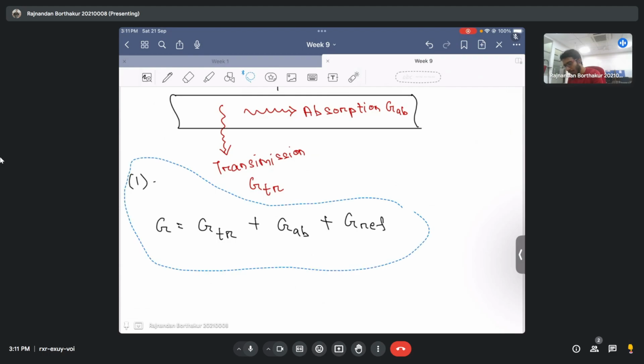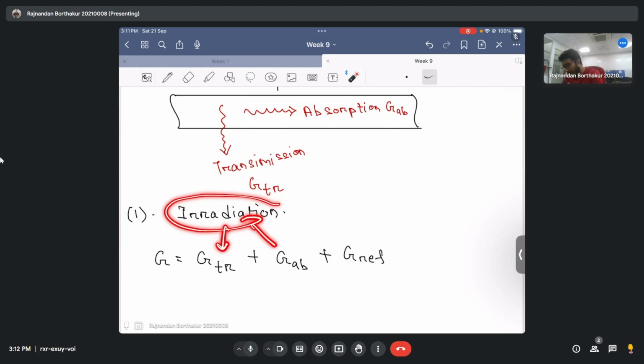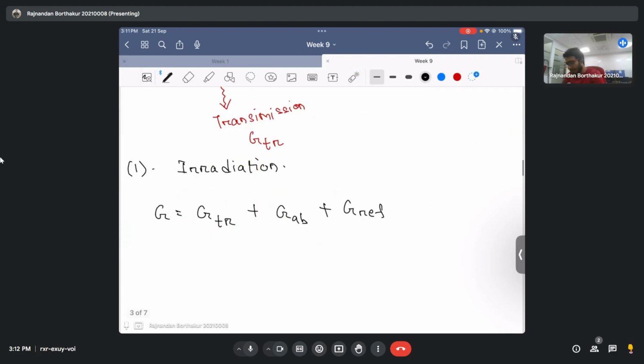As I said, there are four important fluxes that you need to understand, and one of the first fluxes is basically the irradiation. And as I said, irradiation is formally defined as the rate at which radiation is incident upon a surface per unit area. And of course, this irradiation can be transmitted, it can be absorbed, or it can be reflected. And that's why we have written it in this form. Okay. So now what I can do is divide this entire equation by G. So it becomes 1 equal to G_TR by G plus G_AB by G plus G_REF by G.